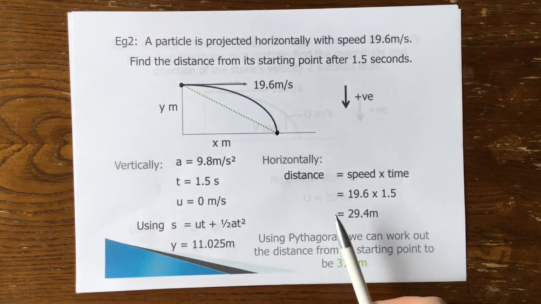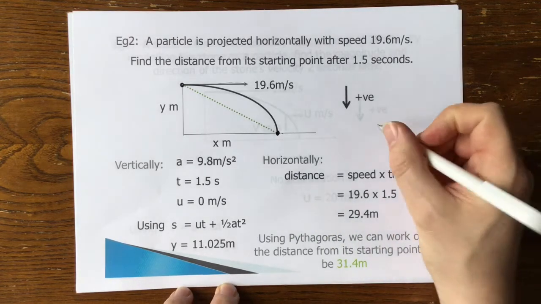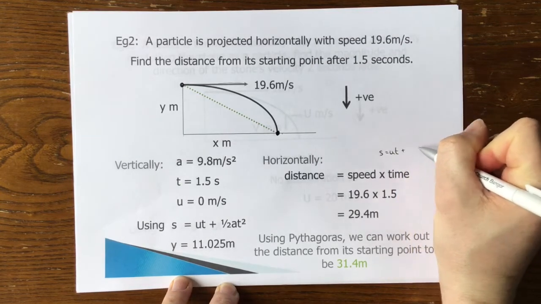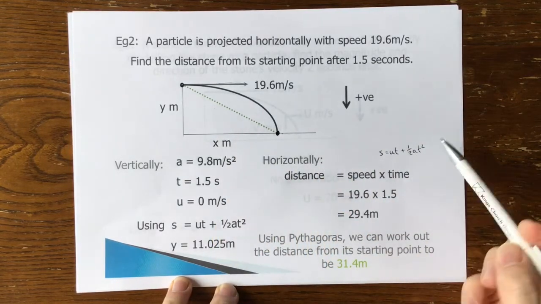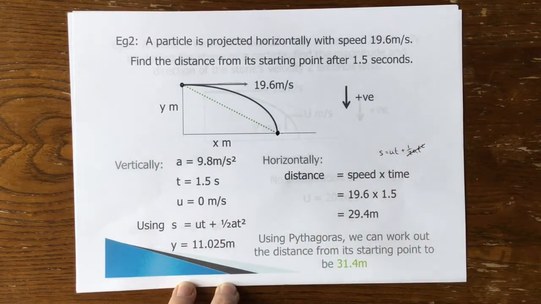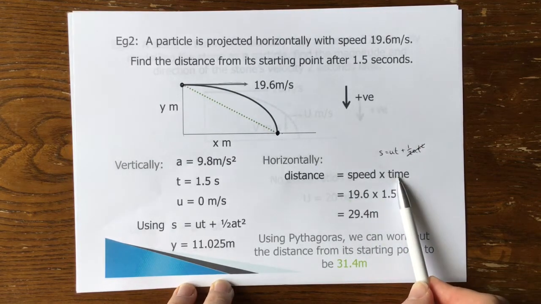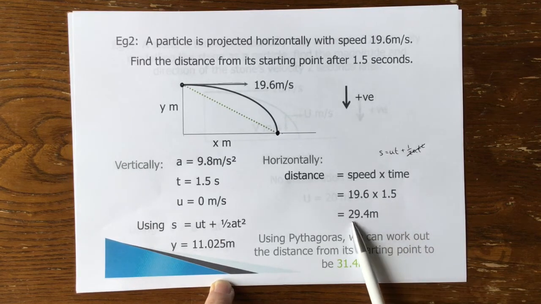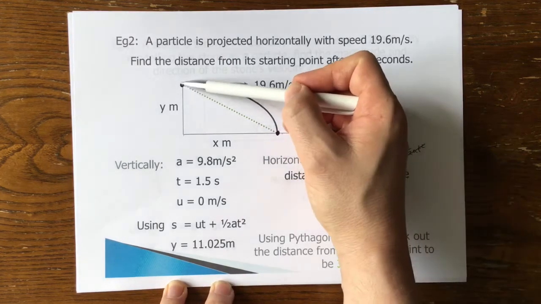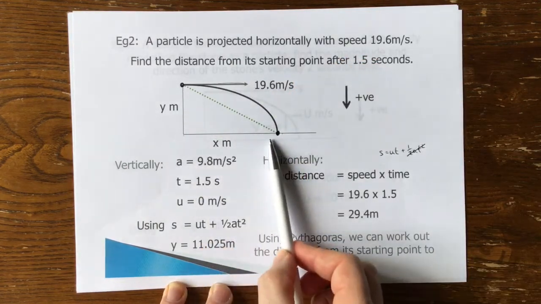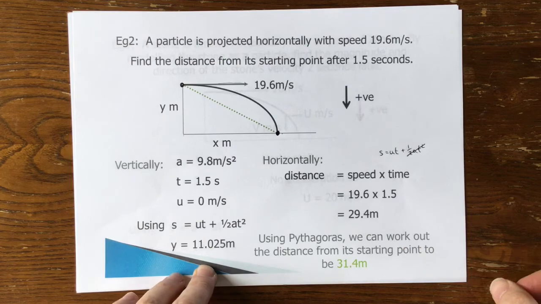Horizontally, the distance is much easier. Distance is speed times time. We have s equals ut plus a half at squared. But we know that horizontally there's no acceleration. So that's always going to be 0 horizontally. So s equals ut, the speed times the time. So 19.6 times 1.5 is 29.4. And so using Pythagoras' theorem, if this is 11.025 and this is 29.4, we can find its distance from starting point to be 31.4 meters.